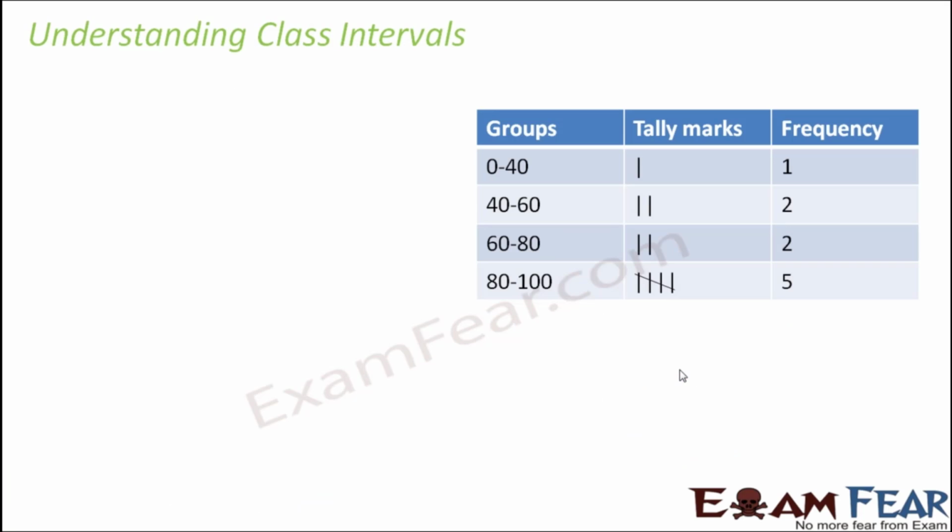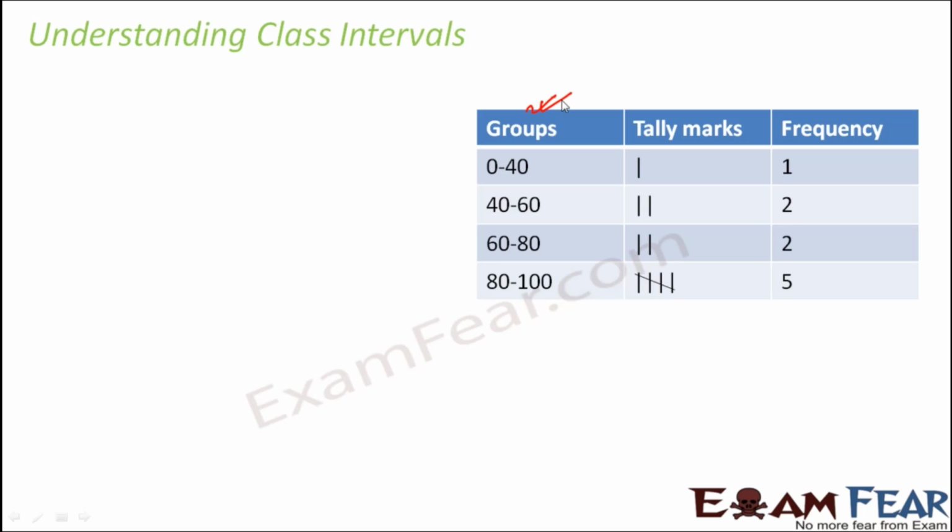So let us have a look at a grouped frequency distribution table. So the table would look somewhat like this. So 0 to 40, 1. 40 to 60, 2. 60 to 80, again 2. 80 to 100, 5. So you see that it is a normal frequency distribution table, just that you have divided the data, or you have divided the entry into groups so that you can have some frequency for each of them.